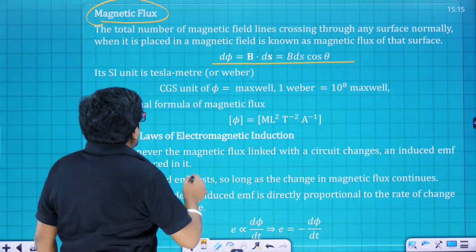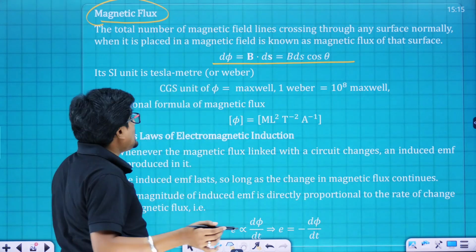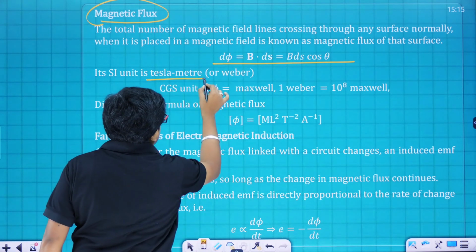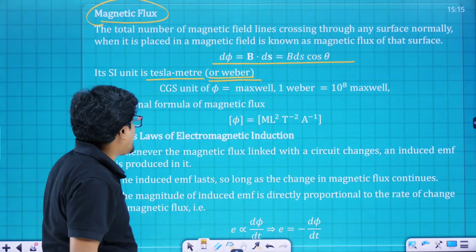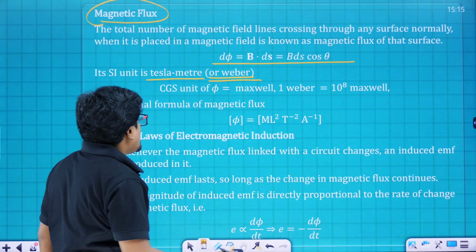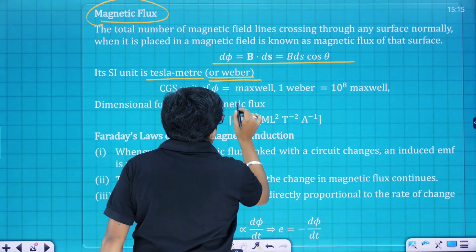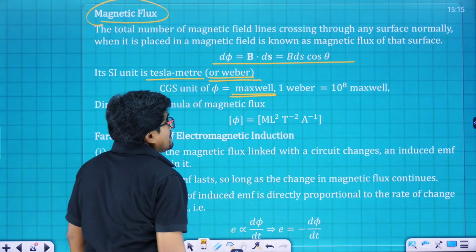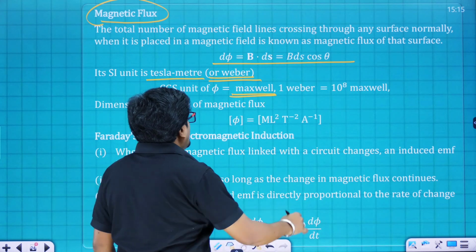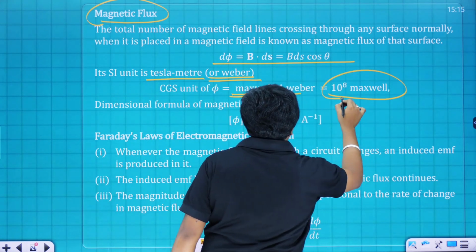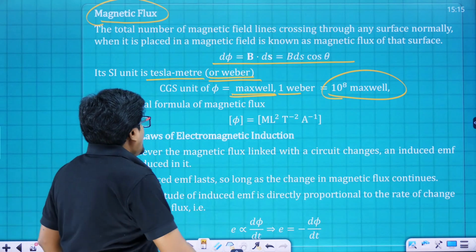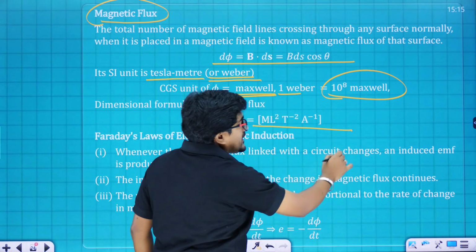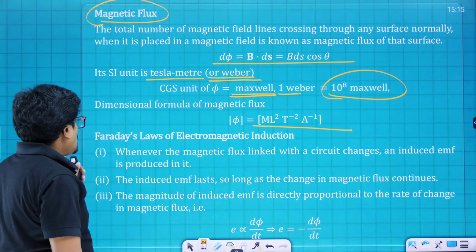Now the SI unit of magnetic flux is Tesla meter squared, which is also represented as Weber. In the CGS system, it is sometimes represented in terms of Maxwell, and that is very important. 1 Weber is equal to 10 to the power 8 Maxwell. And the dimensional formula is M L squared T raised to minus 2 A raised to minus 1.